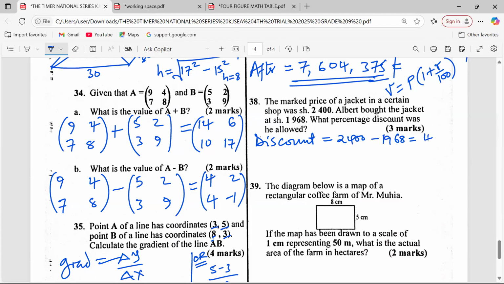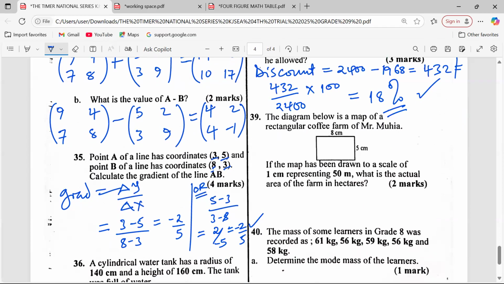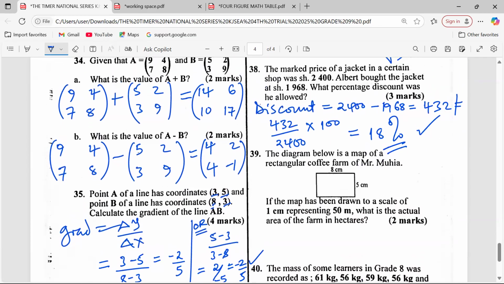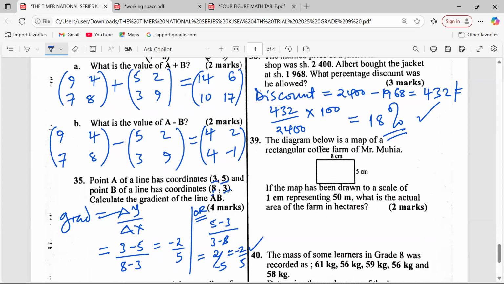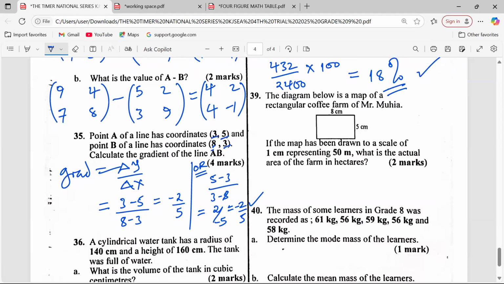We're getting 432. So he was given a discount of 432. So when we take 432 out of the marked price of 2,400 and we express it as a percentage, we shall get 18%. So Albert was given 18% discount. So you're supposed to know that discount is usually a percentage of the marked price. That too.